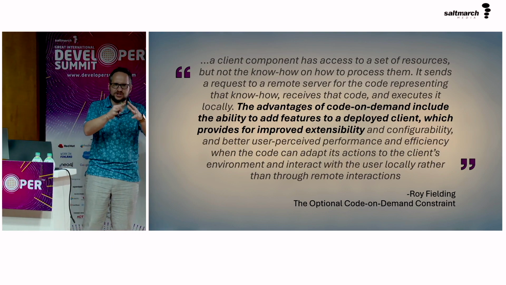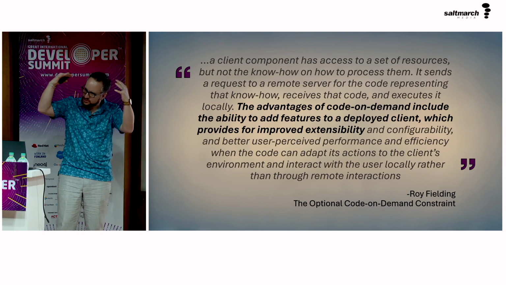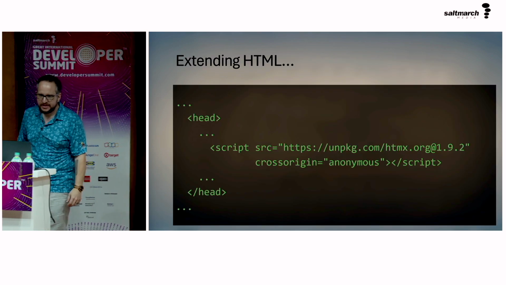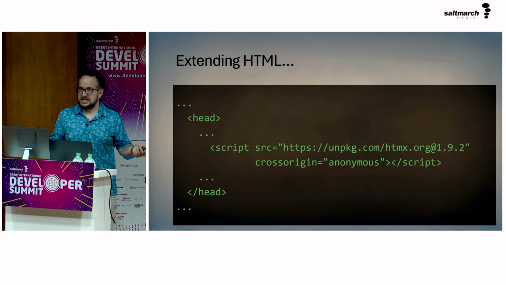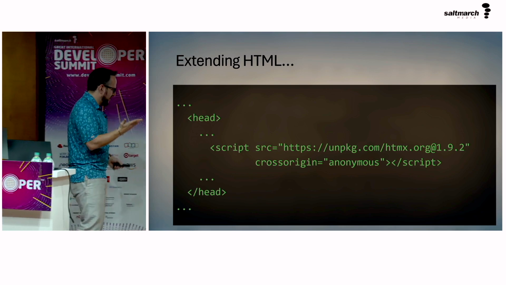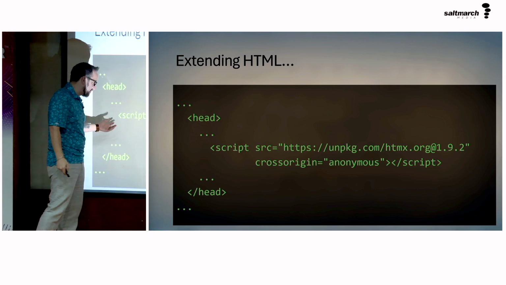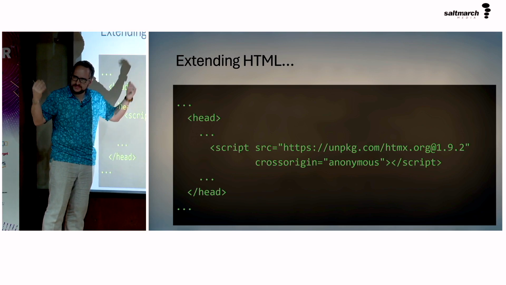Code on demand, we can just extend it slightly, create a little superset, HTML extended. And to do this, it's basically a polyfill, a 14 kilobyte gzipped file, about 3,500 lines of code.